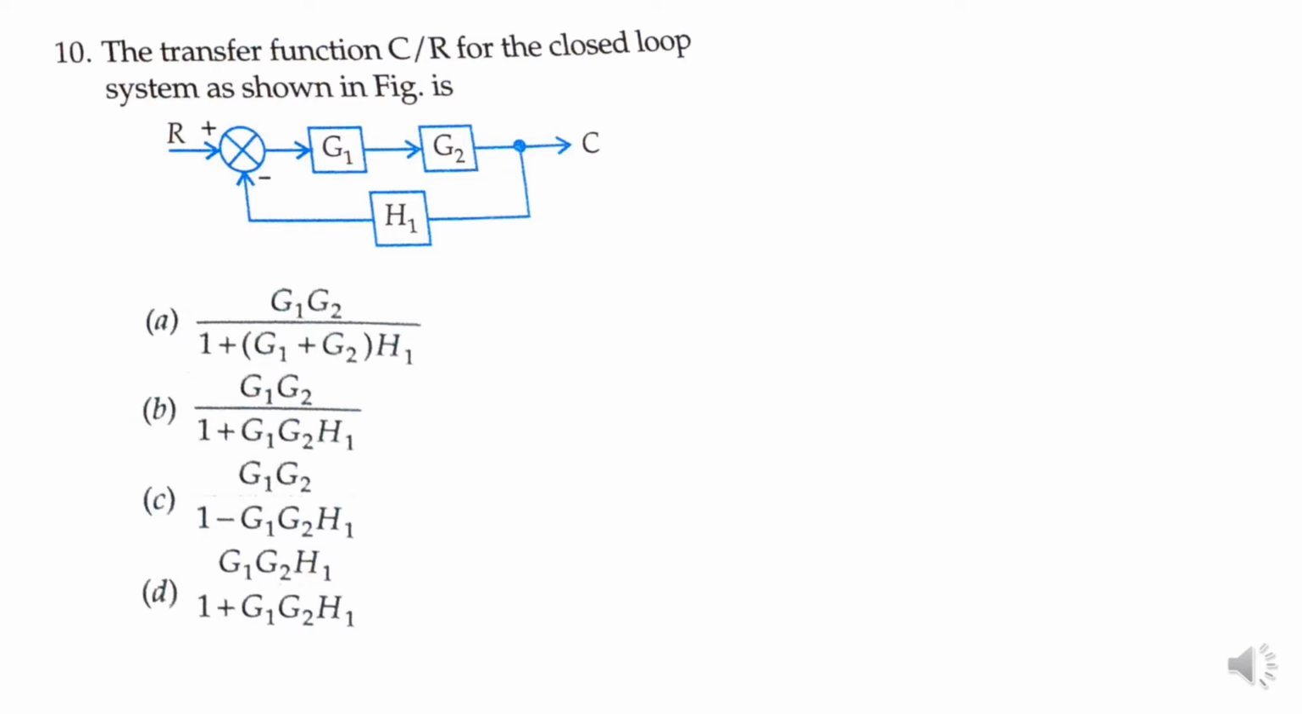Next problem. The transfer function C by R for the closed loop system shown in figure. Forward path G1 and G2 both are connected in series. Resultant is G1 into G2. Now this is in the forward path. I am going to find out the transfer function C of s divided by R of s is equal to G1 G2 divided by 1 plus G1 G2 into H1. Option B is the correct answer.